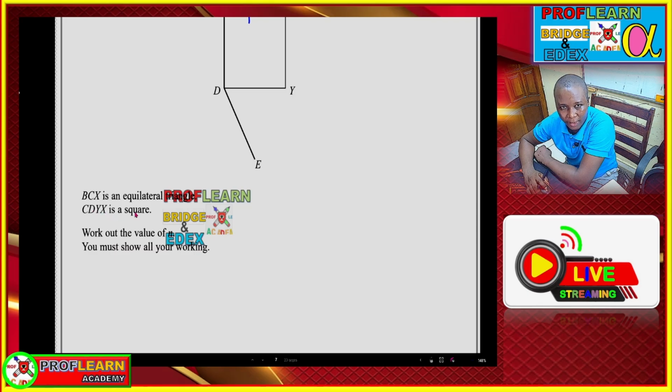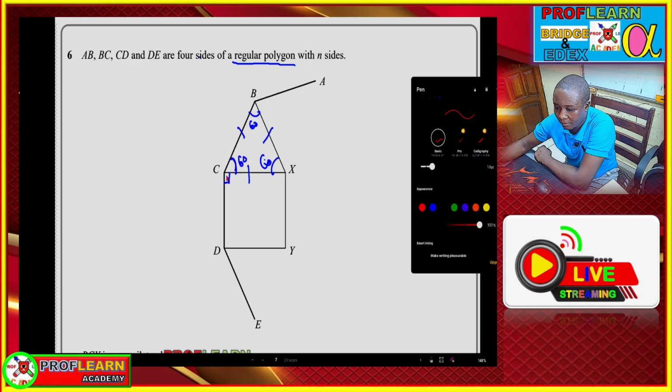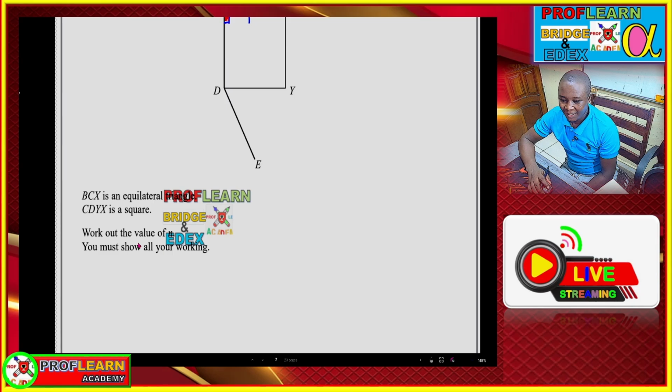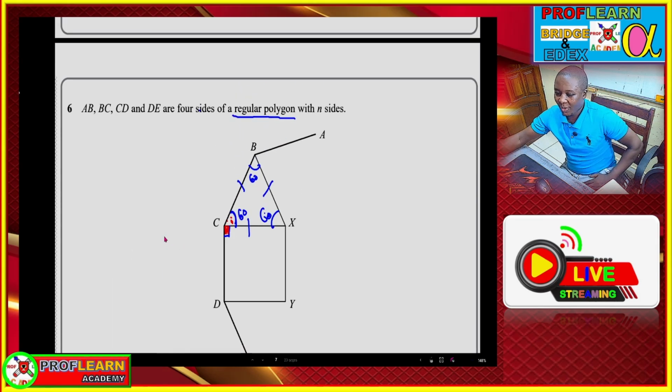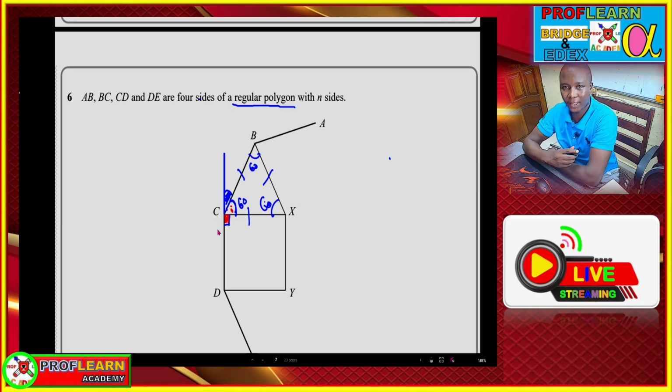CDXY is a square, which means that this angle here is 90 degrees. So this is 90 degrees, and this is 60 degrees. Now they are asking us to work out the value of n. This is quite interesting because you can draw a straight line like that, and this means that this angle here is called the exterior angle. If you know how to find that exterior angle, you are good to go.